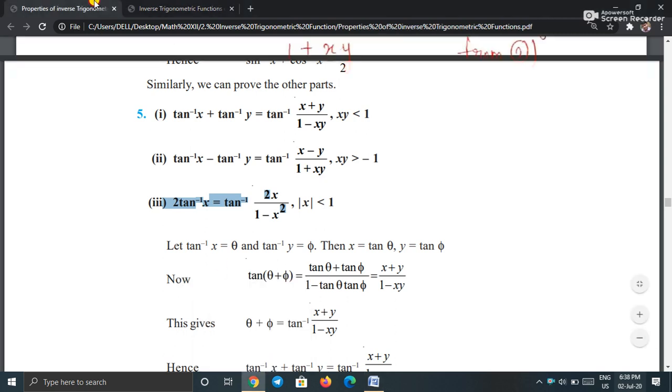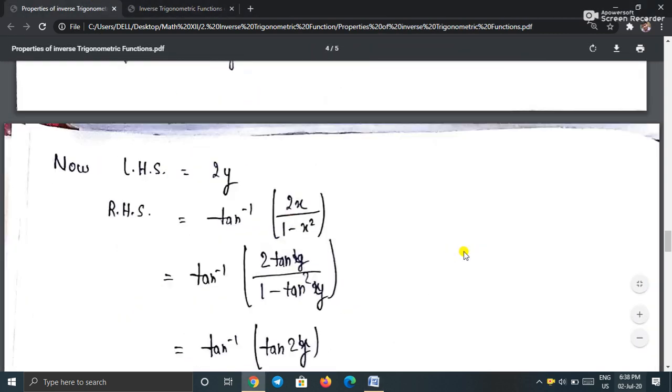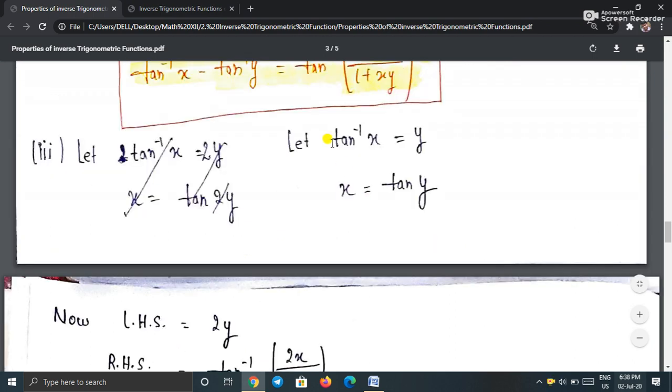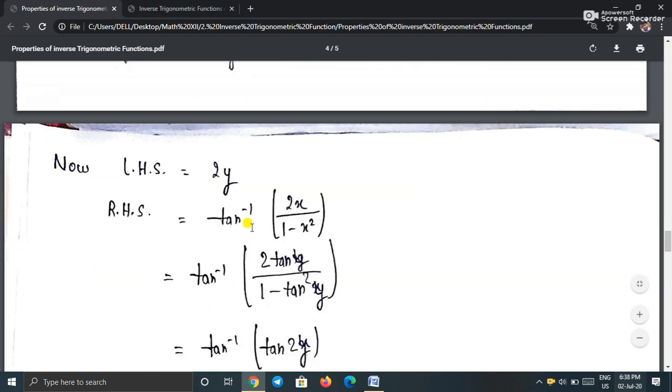Now see the proof of this formula. For this formula, tan inverse x is equal to y. Let us suppose that. So x is equal to tan y by the property of inverse function. Your LHS will be what? Your LHS will be 2 tan inverse x, and the value of tan inverse x is y. So it is equal to 2y.